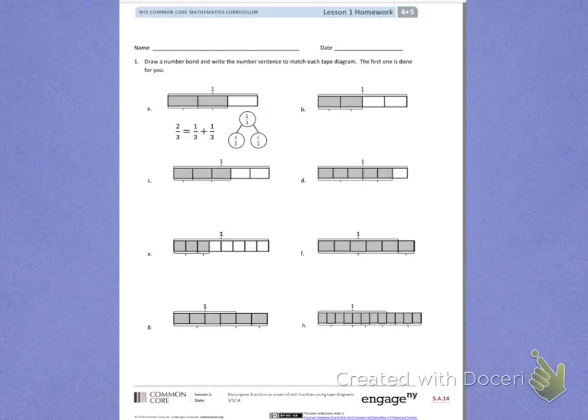Grade 4, Module 5, Lesson 1 homework. Problem number 1. Draw a number bond and write the number sentence to match each tape diagram. The first one is done for you.